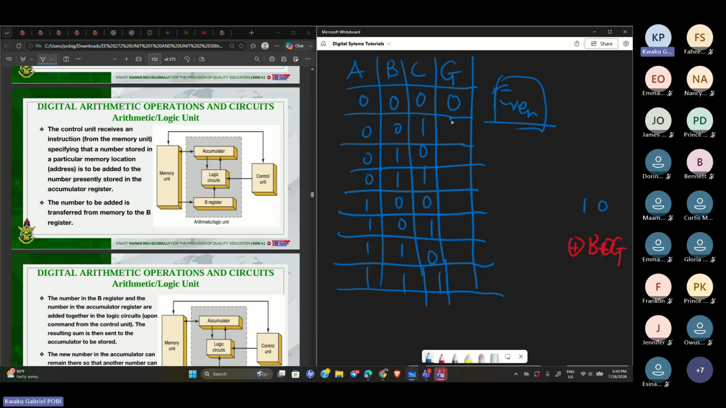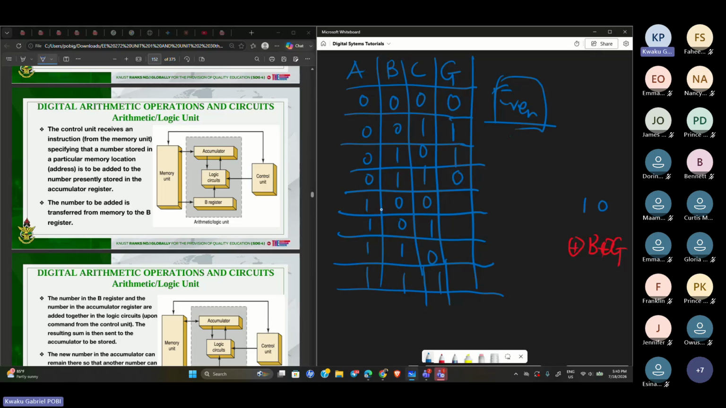I have a 1, 1. So I have to append a 1 to make it even. I have a 1, 1 here too. So I have to append a 1 to make it even. Here I have 2 1s, so they are even number of 1s. I have to append a 0 because there's no error.